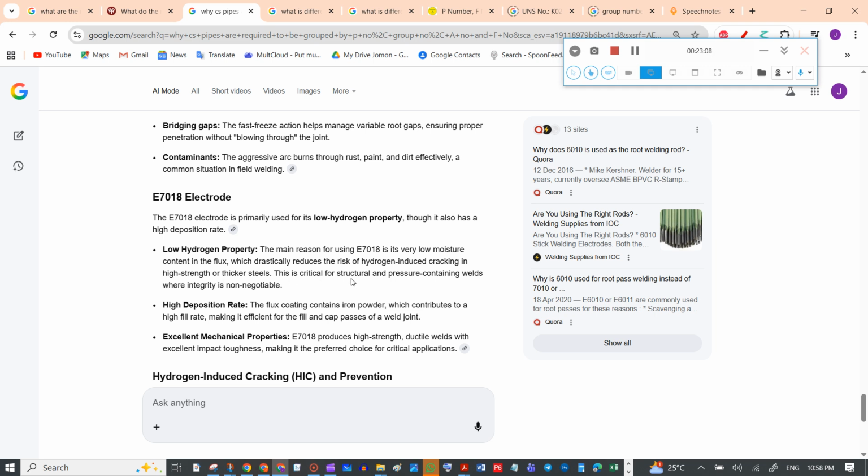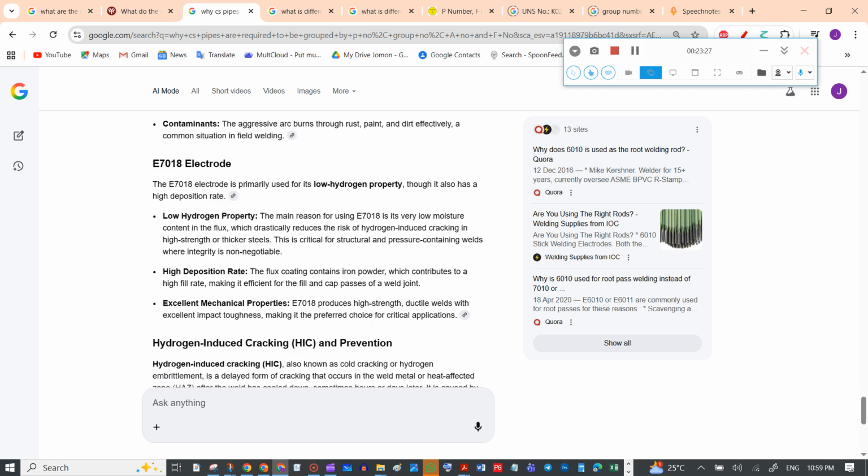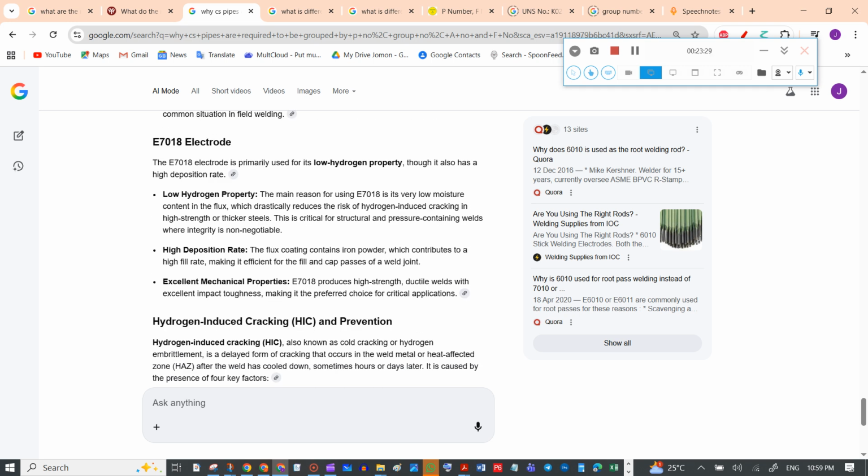This is critical for structural and pressure-containing welds, where the integrity is non-negotiable. High deposition rate means the flux coating contains iron powder, which contributes to a high fill rate. It is effective for the fill and cap layers of the weld joint. E7018 produces high-strength ductile welds with excellent impact toughness, making it the preferred choice for critical applications.